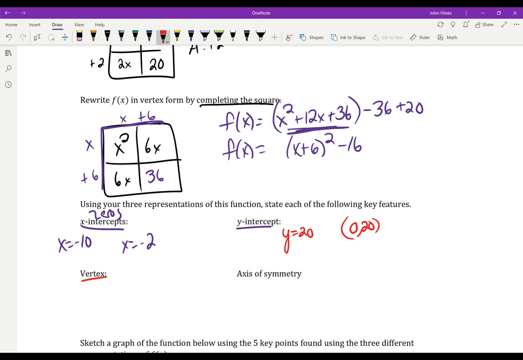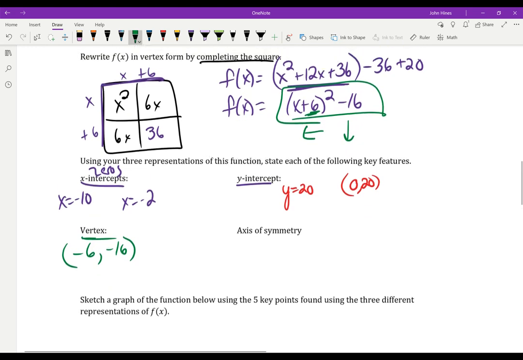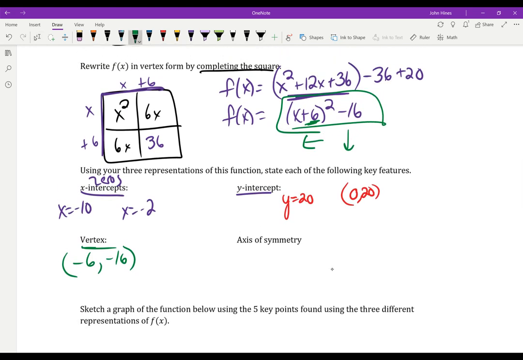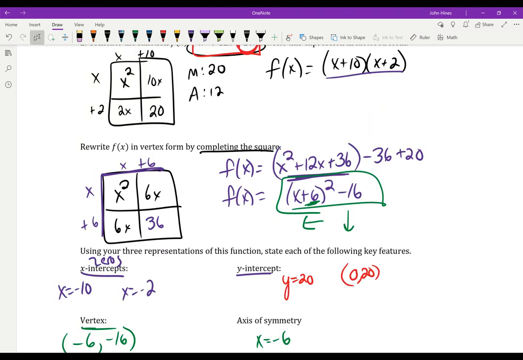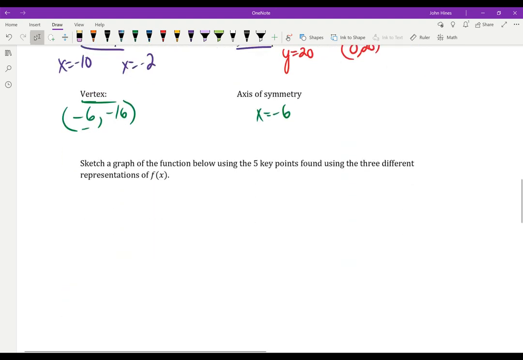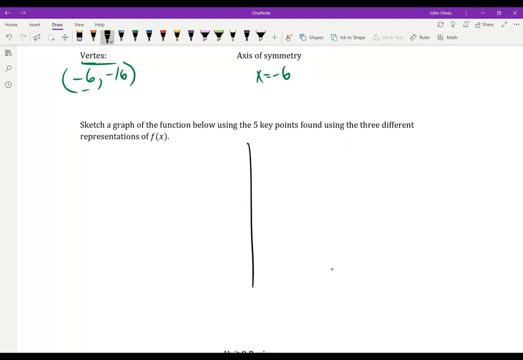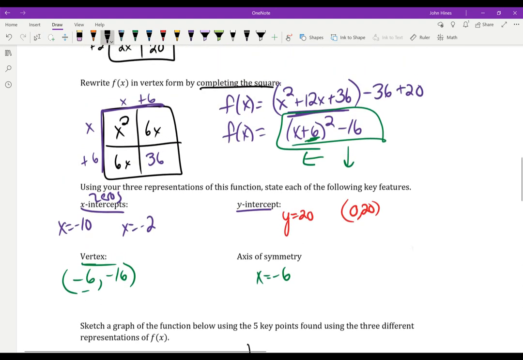The vertex, guess where that comes from? That comes from vertex form. Where's the vertex here? Well, what shifts happen? I need to go left 6, down 16. Remember, it's opposite the sign. Left 6, down 16. So that's my vertex, which tells me my axis of symmetry is x equals negative 6. There's my vertex right there. So it was really quick for me to get a sense of what this parabola looks like by using all that information. So let's graph it now.